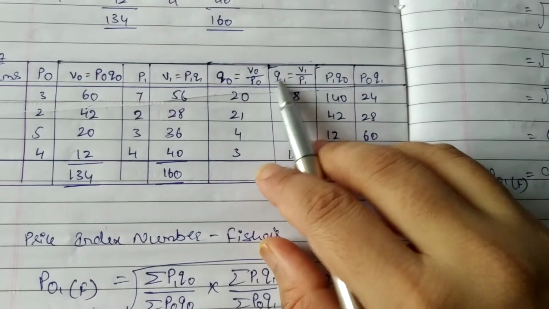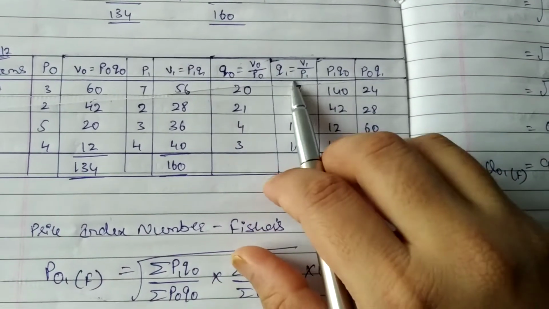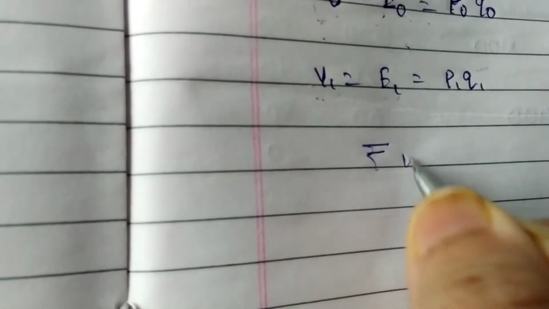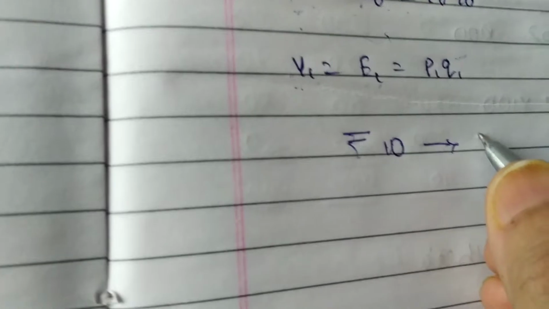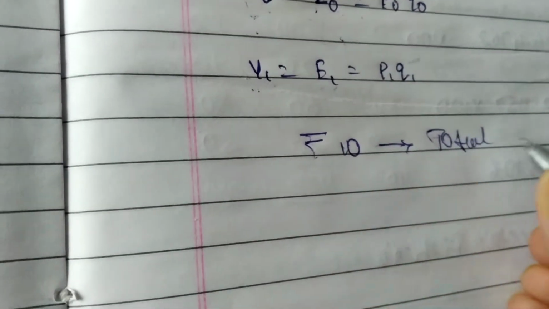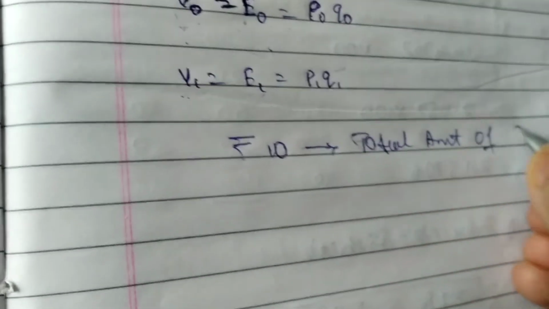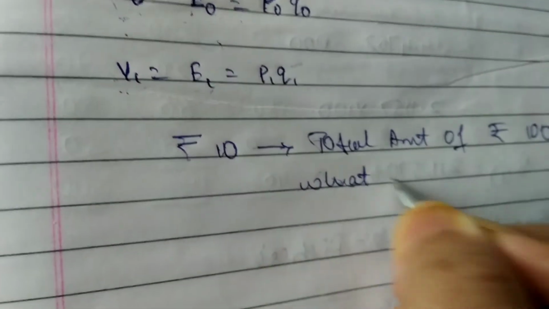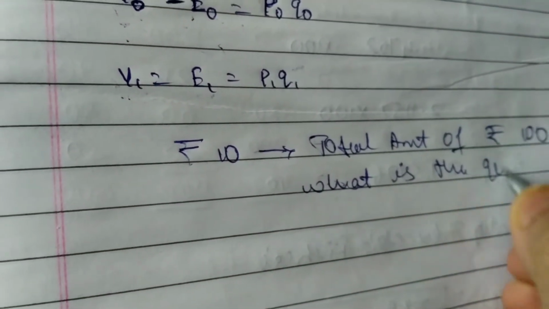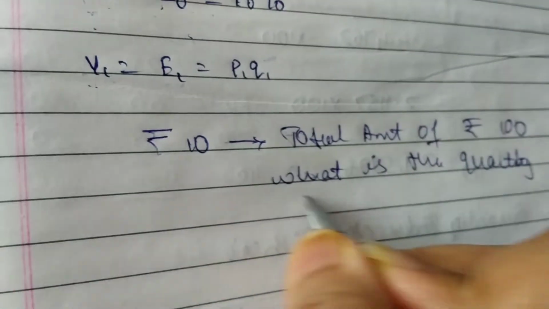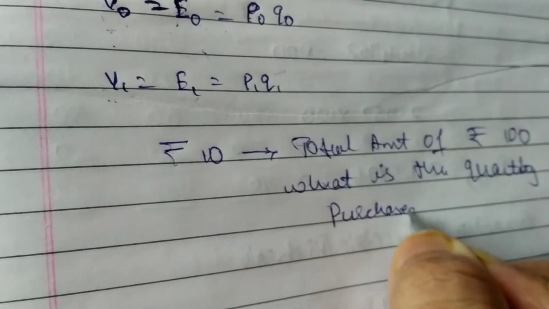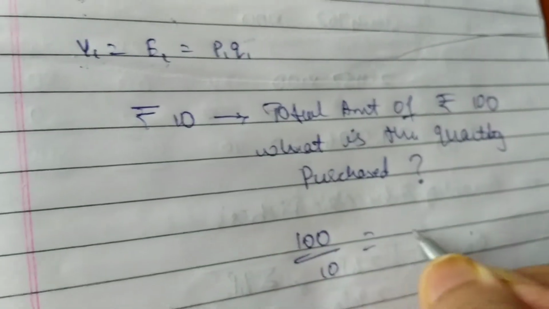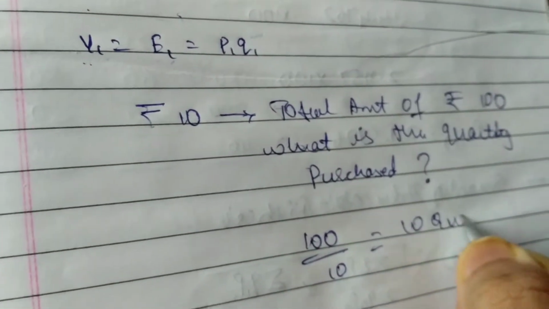Okay, why do we have to use the current year and the base year? For example, here you have purchased a pen worth rupees 10, where you have paid a total amount of rupees 100. So what is the quantity purchased? We need to find out the quantity purchased. So it is ultimately 100 divided by 10, which is 10 quantity.